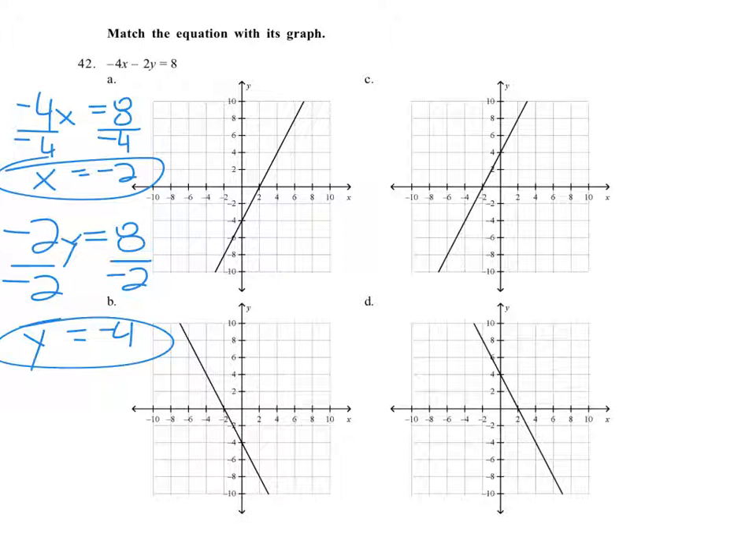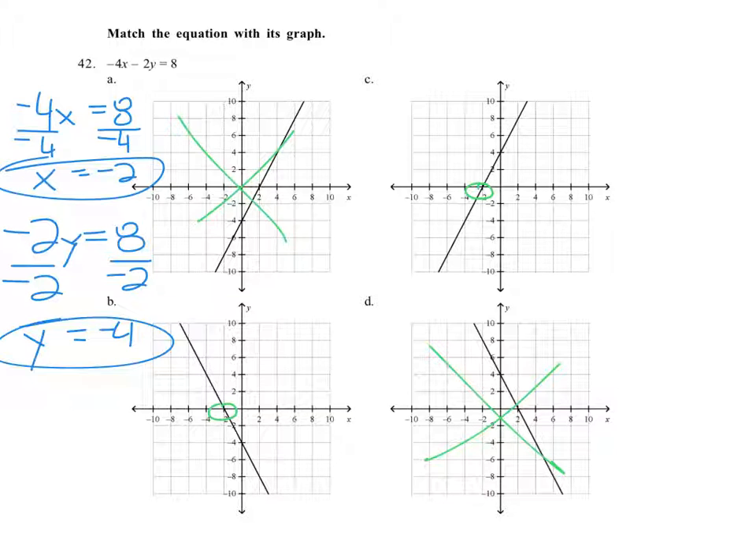So which graph hits the x-axis at negative 2? Not this one. This one does. This one does. This one not. And the y-axis at negative 4.